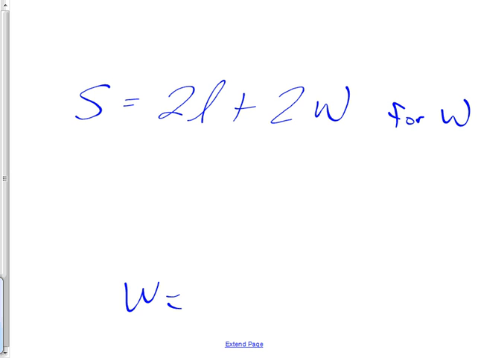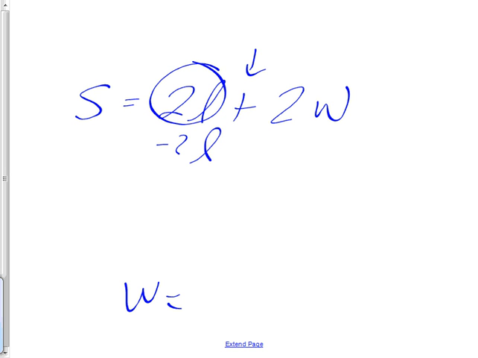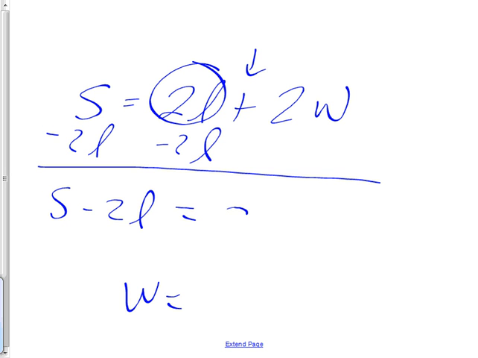It's kind of confusing. It looks like it's part of the equation, but it's just saying, here's an equation, solve it for W. So W equals is what they want. So how do I get W alone? I get rid of this first, so I subtract 2L. Remember, this 2L is being added. That's why we subtract it. Subtract 2L on both sides. These cancel, and I have S minus 2L equals 2W.